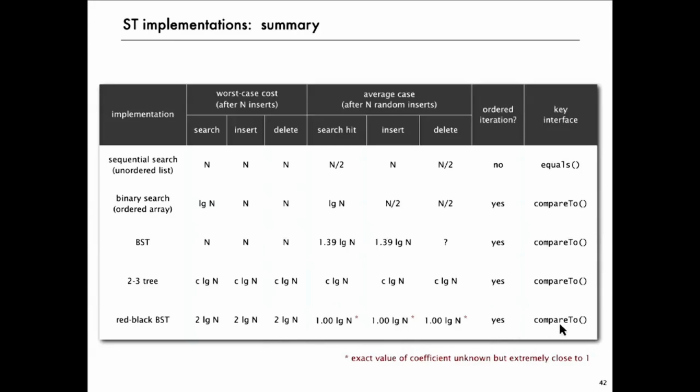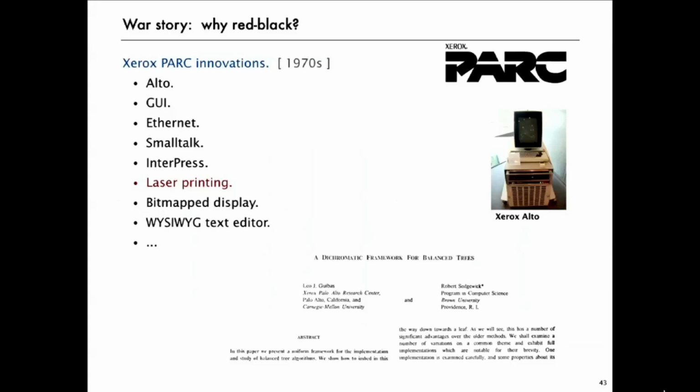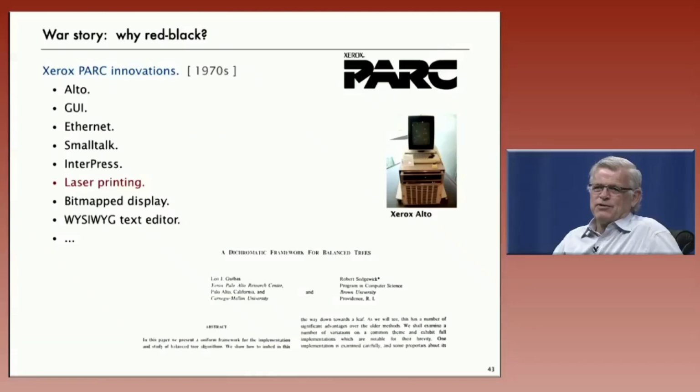But also, since it's the Comparable interface, and since it's a binary tree representation, all the other extended operations for ordered symbol tables are going to be implemented and take time proportional to log N. A lot of people ask, why did we use the name red-black?